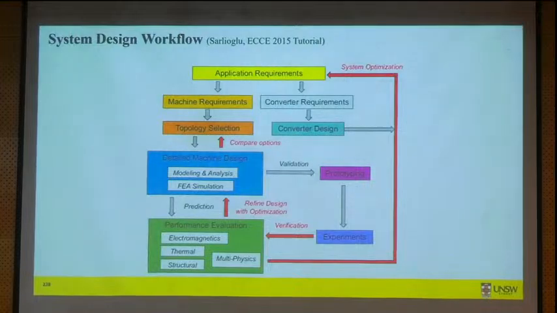So this is just showing you how system design would work if we want to do it. It's not just the multi-physics of the motor, but you also have to consider your converter design. The converter design becomes part of your optimization routine, and you do it for the whole system level.